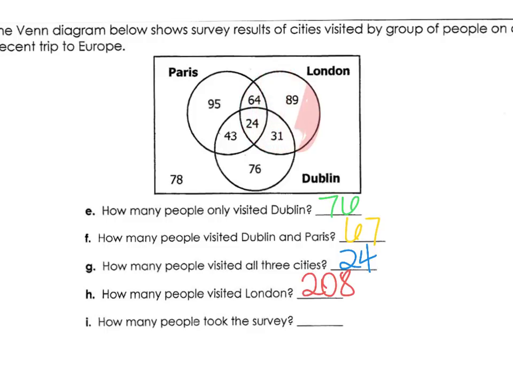And then last but not least, how many people took the survey? What we would need to do is add together all of our numbers. So we would want to add together all these numbers of the people who visited Paris, visited both London and Paris, visited London, visited Dublin and London, visited all three, visited Paris and Dublin, visited just Dublin. But we also have to include the 78 people who didn't go to any of the three cities. They were surveyed, they just didn't go to Paris, London, or Dublin, but they went somewhere in Europe. So add together all of these numbers, and when we do that, we get 500 total. So 500 people took the survey.